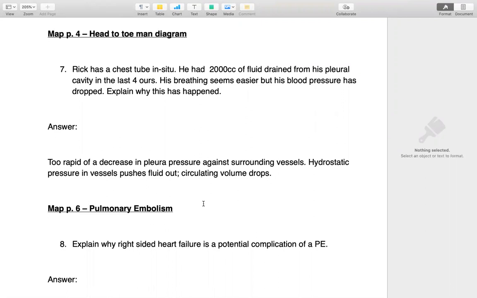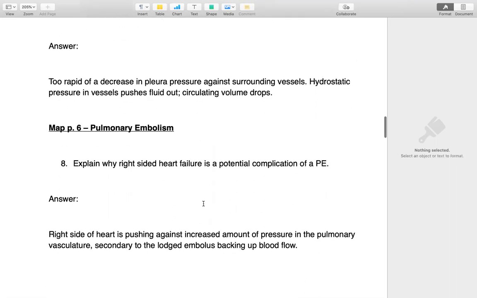Look, the easy answer is, where's the right side pumping blood into the pulmonary vessels? If you've got an occlusion in the major artery in the pulmonary vessels, it's causing blood to back up, and the heart has to push against it. The heart can get tired and fail. That's basically what's summed up right here.